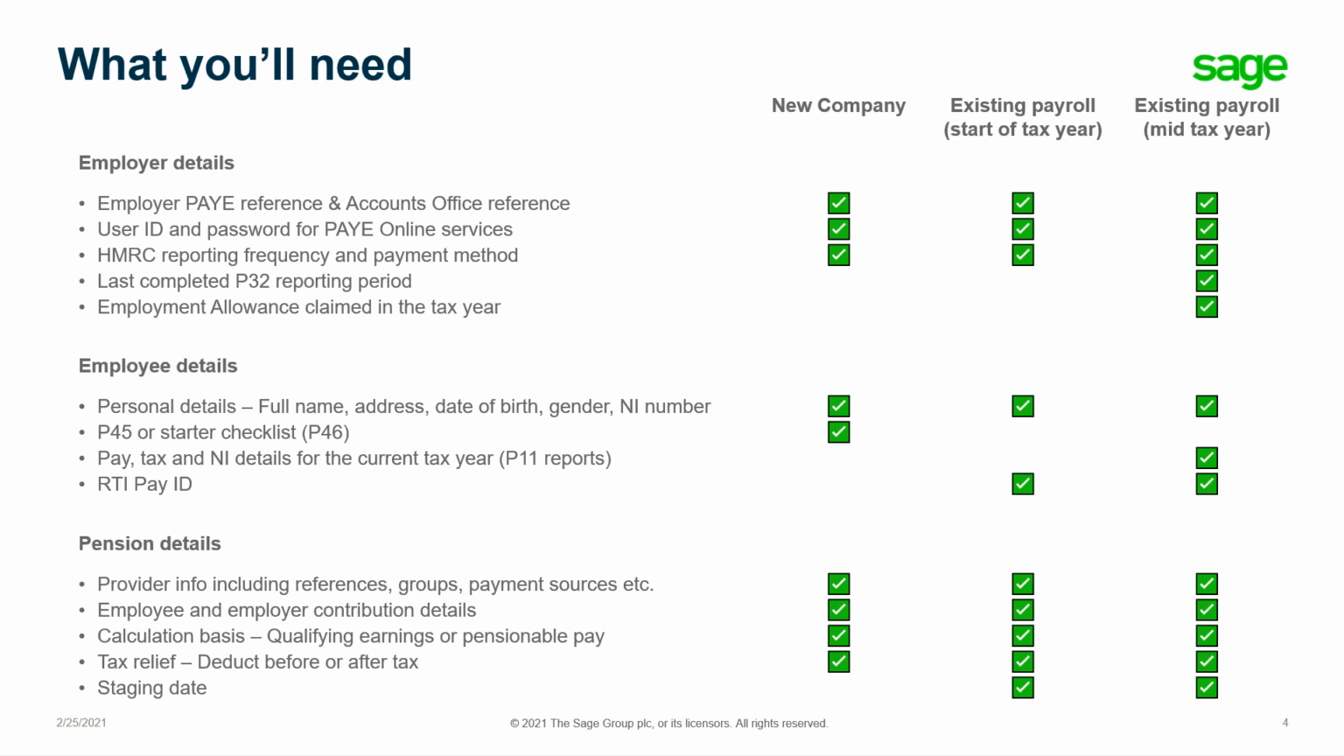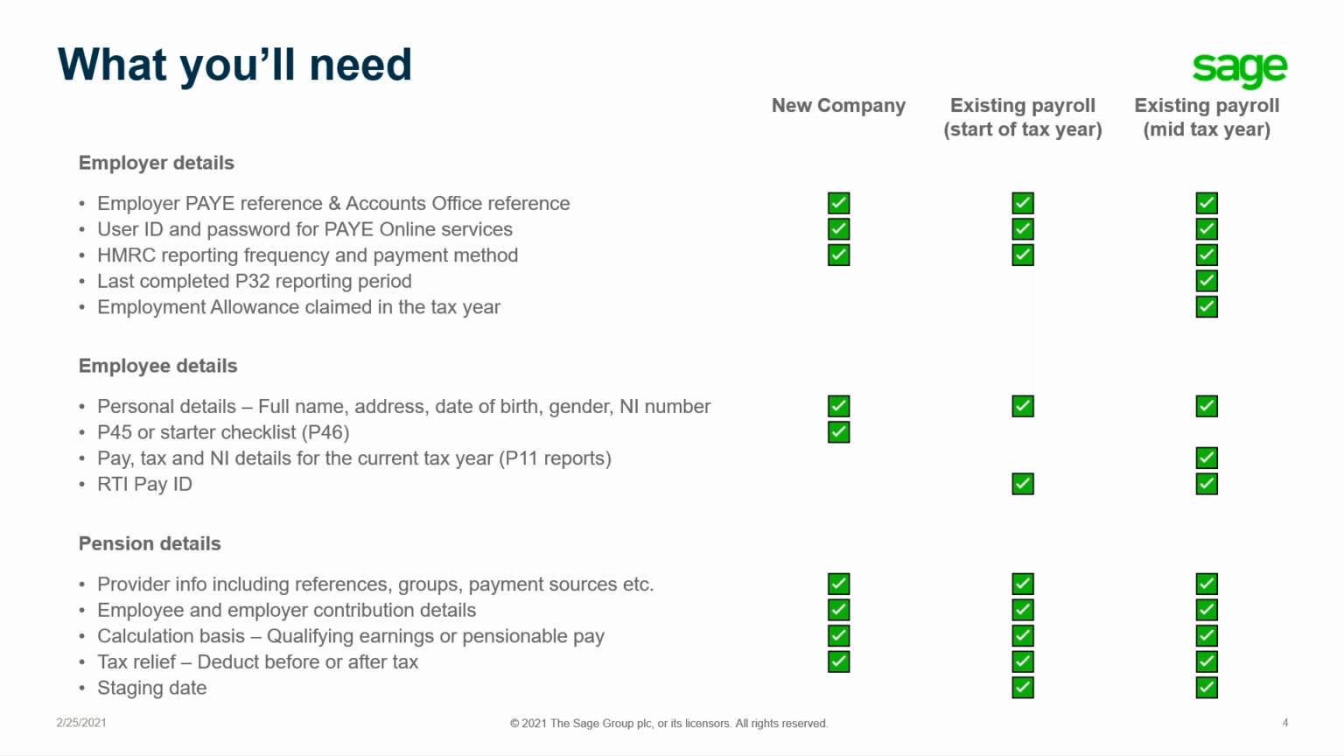If you're moving to Sage, you're going to need a bit of information on the payments and deductions that have been made in the current tax year. So P11 reports, if you can get them from your previous software, would be ideal for that. And for any existing employee, you should have an RTI Pay ID from your previous software, which you can reuse when you set up Sage Payroll.